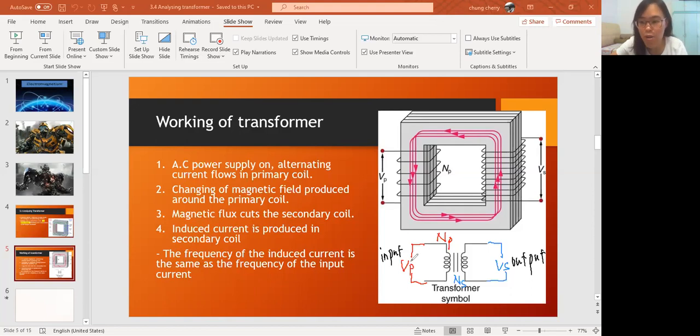VP is primary voltage. VS is secondary voltage. Primary voltage, secondary voltage. If I were to write here, N is the coil, V is the voltage, P is primary, S is secondary.